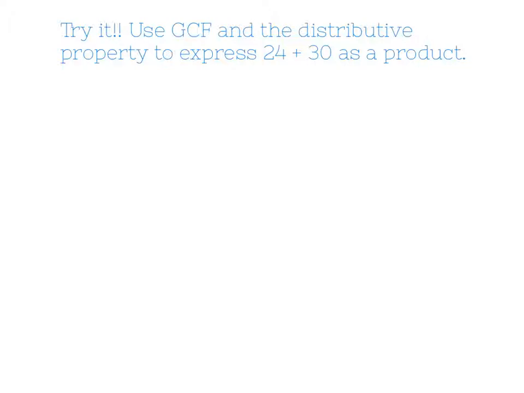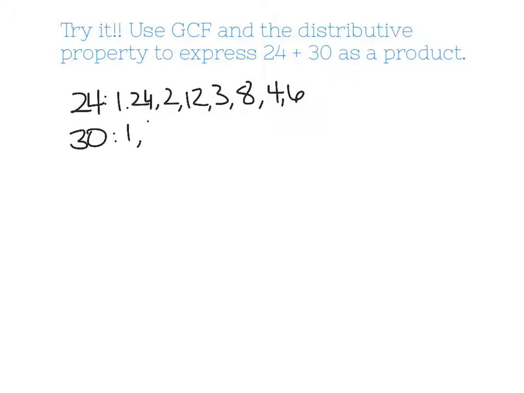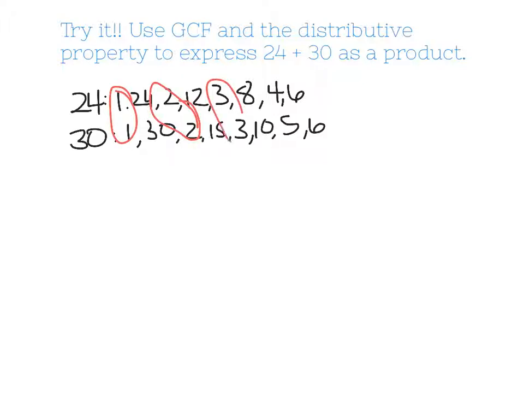Okay, so I want to take a look at 24 and 30, and I can do a T-chart, or actually I'm going to list the factors this time, do it a little differently. For 24, I've got 1, 24, 2 and 12, 3 and 8, 4 and 6. For 30, I had 1 and 30, 2 and 15, 3 and 10, and 5 and 6. So common, I have 1's, 2's, 3's, and 6 in common. So 6 would be my GCF.